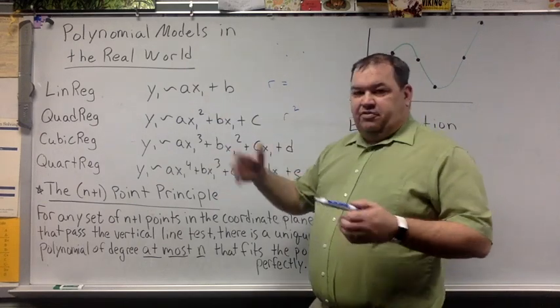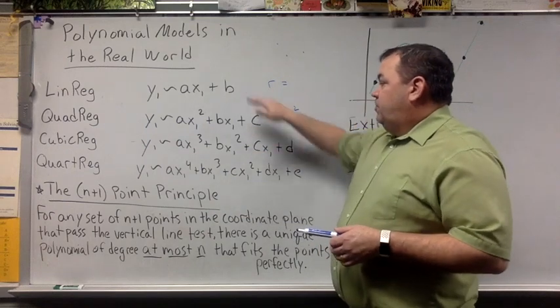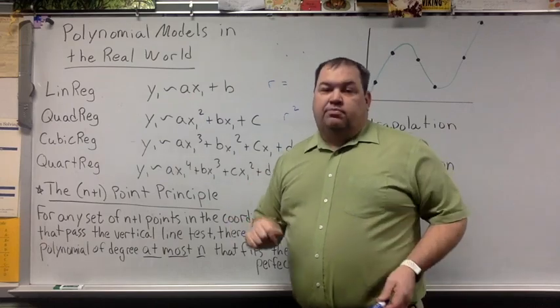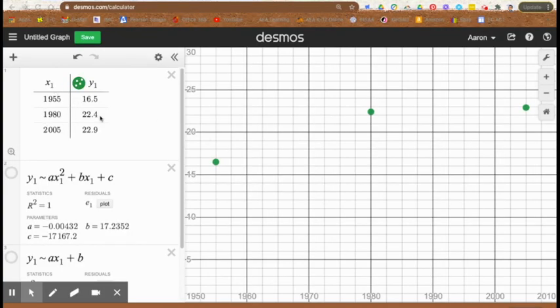Once I get past 5, 6, 7 points, it could be any of these, but the point principle narrows it down to what it could be at most. So my final example is using some data from milk production in the United States from various years, and I already entered that data into my table on Desmos. And this number here is actually in billions of pounds. So in 1955 in the United States, they produced 16.5 billion pounds of milk. In 1980, we produced 22.4 billion, and in 2005, we produced 22.9 billion.